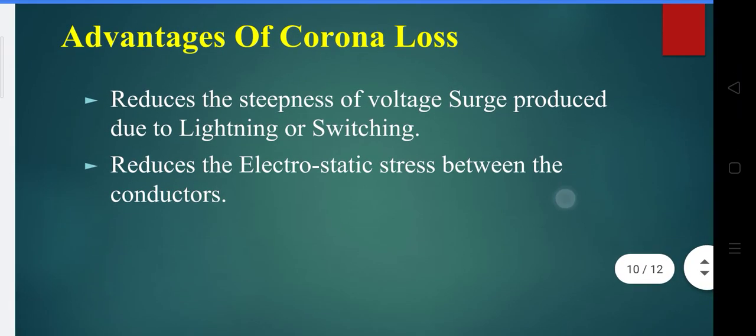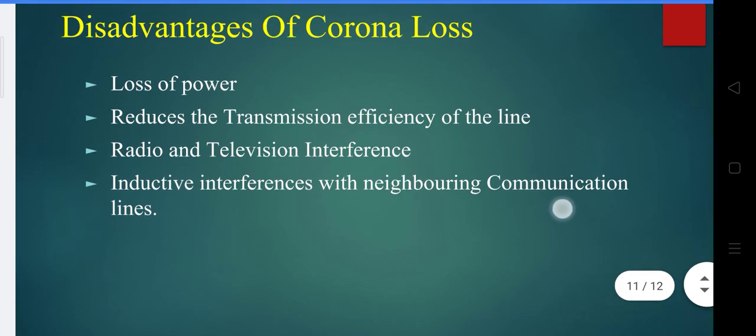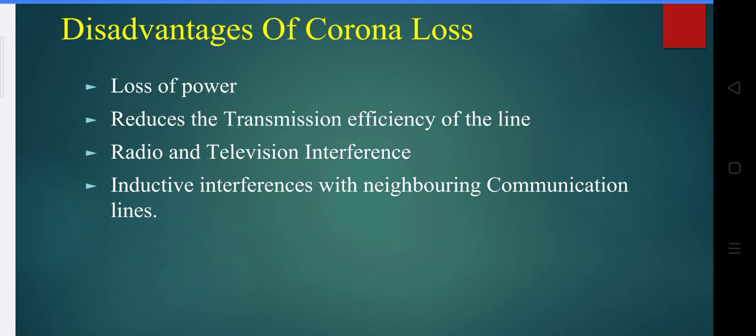Next, advantages of corona: it reduces the steepness of voltage surges produced due to lightning or switching, and reduces the electrostatic stress between the conductors. These are the major advantages of corona. There are also some disadvantages of corona: loss of power, reduced transmission efficiency of the line, radio and television interference, and inductive interference with neighboring communication lines. It affects mostly radio transmission lines used for communications. These are the corona and its effects.